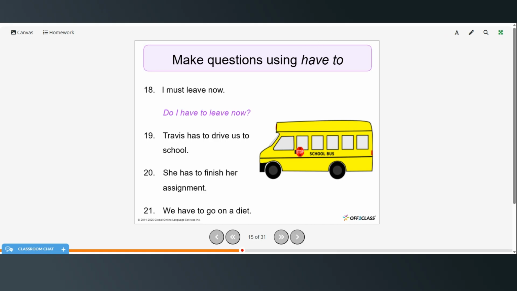And now they want you to make some questions using have to. So again, you can try these on your own, and then restart when you're ready to check your answers. So 18 is already done. I must leave now. So the question form is, do I have to leave now?